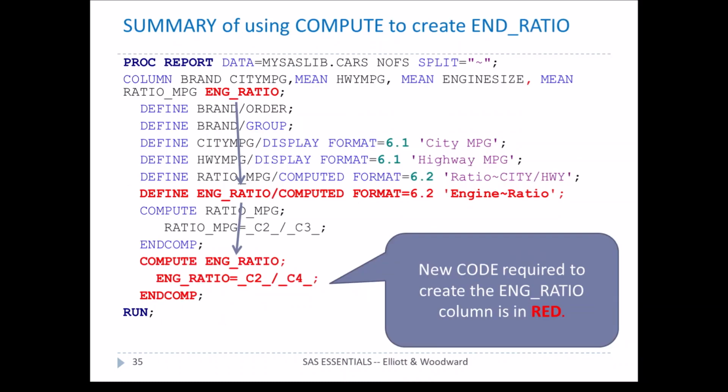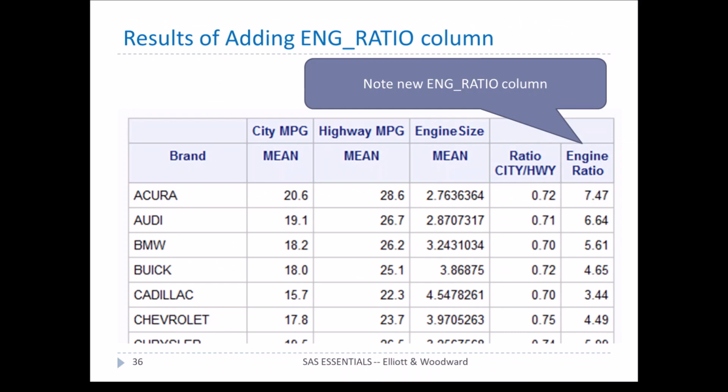All right, let's look at the summary of using the compute for the engine ratio. So here we have the columns where we are going to create a new column called engine ratio. We're going to define engine ratio and tell it it's computed. And then we're going to have a compute statement: engine ratio is C2 divided by C4, and endcomp. And notice here we also had the ratio miles per gallon. So here we have multiple compute statements and multiple new columns. We've defined ratio miles per gallon and engine ratio. And again, we now have the two columns that we have computed.